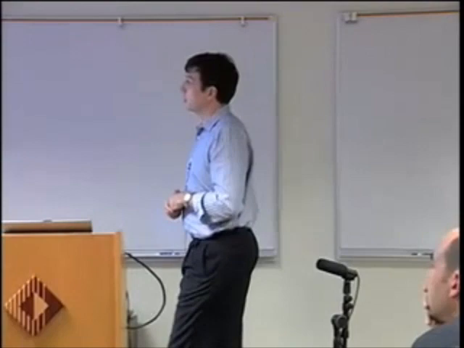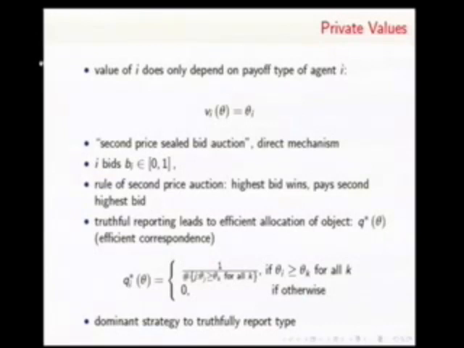In a private value model, of course, my valuation depends only on my own private payoff type. If we are interested in an efficient allocation, then we can run a second price sealed bid auction, a Vickrey auction, in which each agent makes a bid, and I don't have to remind you what the rules of the second price auction are. Let it suffice that there is an efficient allocation of the object, which simply is to give it to the person with the highest valuation. And associated with it, we can find transfers which then also implement truth-telling as a dominant strategy.